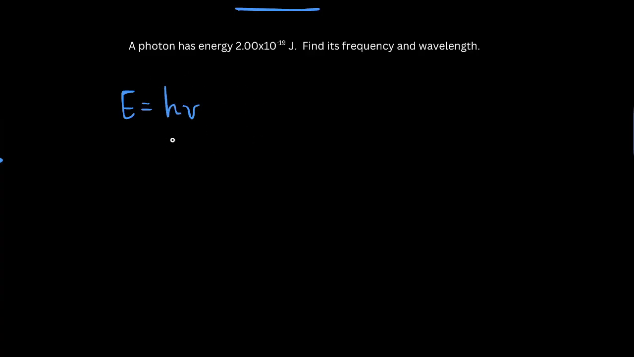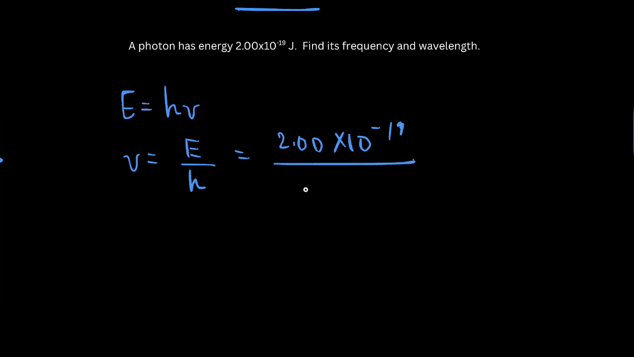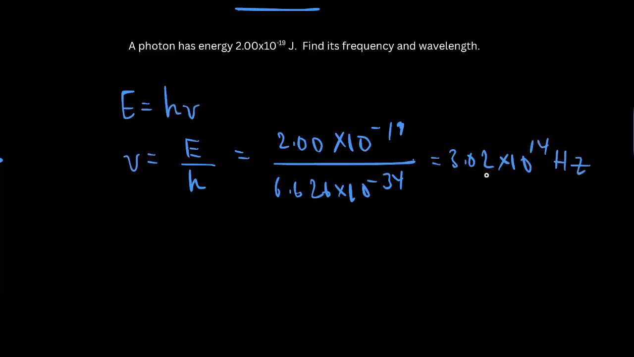So by isolating for nu, that's just going to be our energy divided by Planck's constant, or 2 times 10 to the negative 19, divided by Planck's constant, which is 6.626 times 10 to the negative 34. And this is going to give us an answer of 3.02 times 10 to the 14 hertz. So this is our frequency. This is part 1, we got this answer. But now we can find our wavelength.